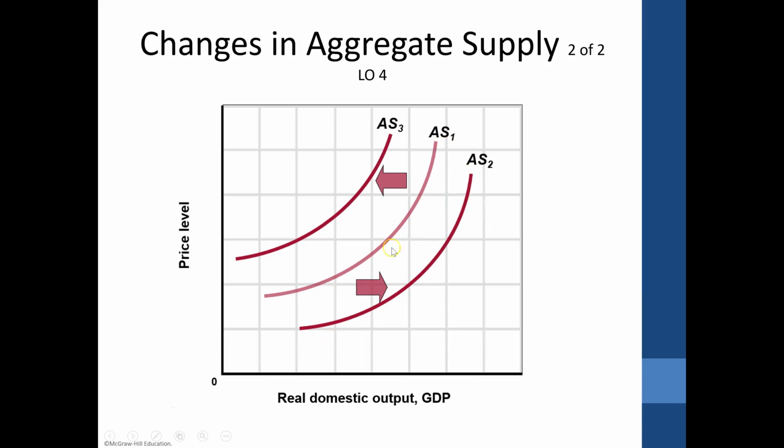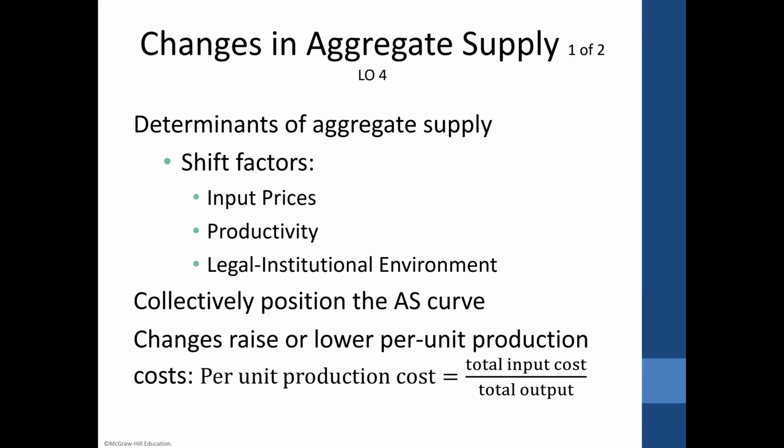If something happens that results in a decrease in quantity of production, GDP, at every single price level, then the aggregate supply curve shifts to the left-hand side, and aggregate supply decreases. Now let's talk about what those factors are. Generally speaking, there are three: input price, productivity, and the legal institutional environment. All three change the position of aggregate supply by changing the per unit production costs.